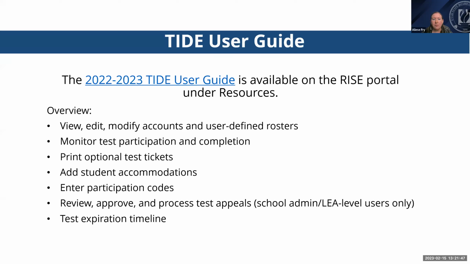Other important information you'll find in the TIDE user guide is guidance on adding accommodations, entering participation codes, and the test appeals process. This functionality of approving test appeals is only available to school administrators or LEA level users, so just be aware of that as well.